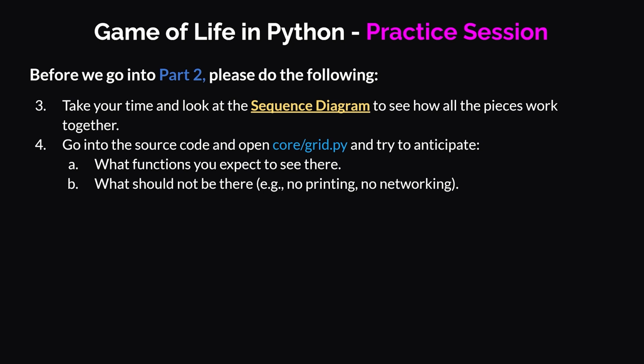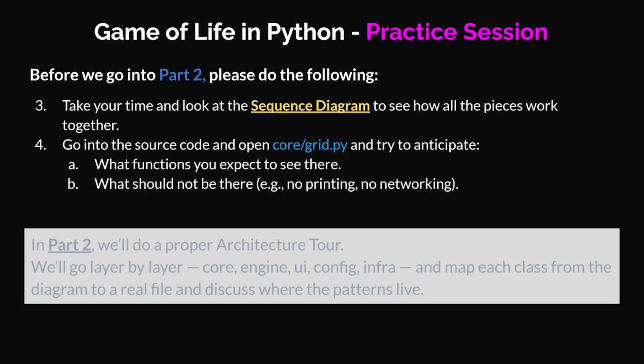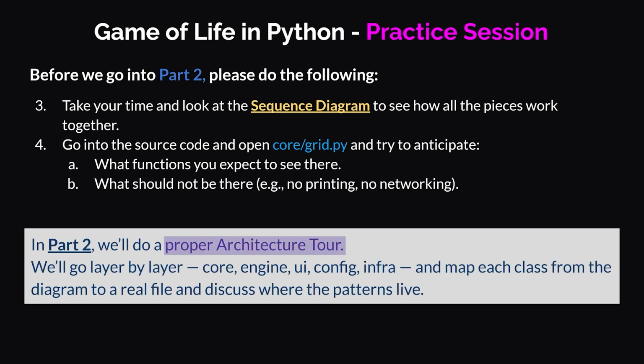Go through the README file as well. Now in part 2, we will do a proper architecture tour. We will go layer by layer: core, engine, UI, config, and infra, and map each class from the diagram to a real file and discuss where the actual design patterns live.